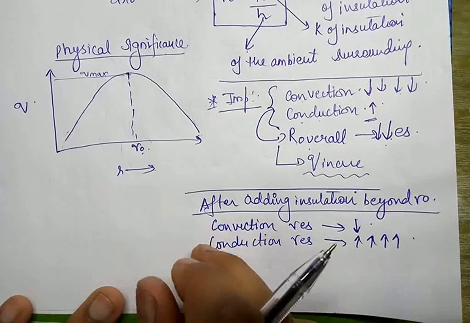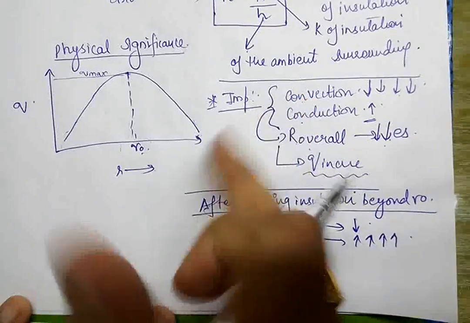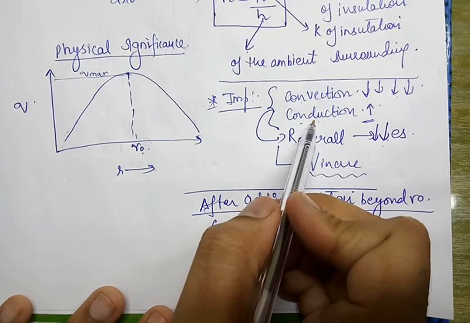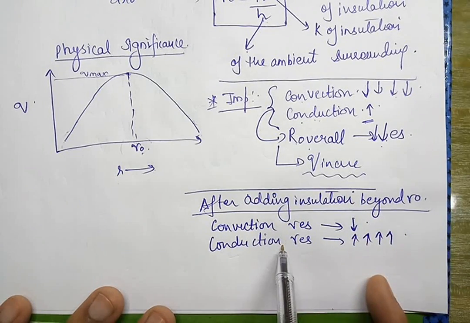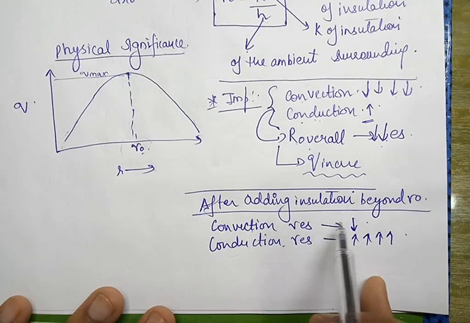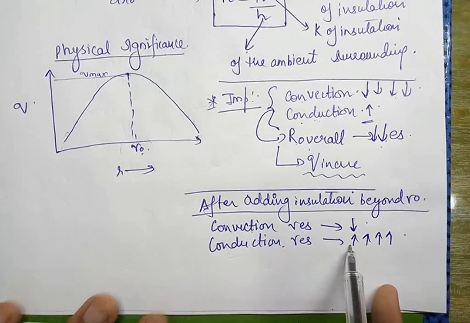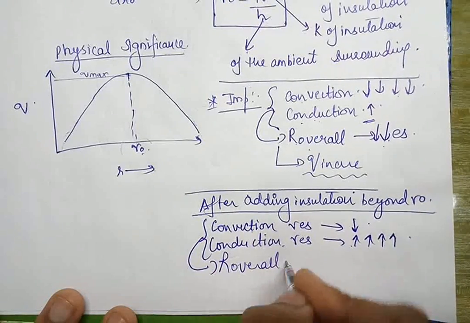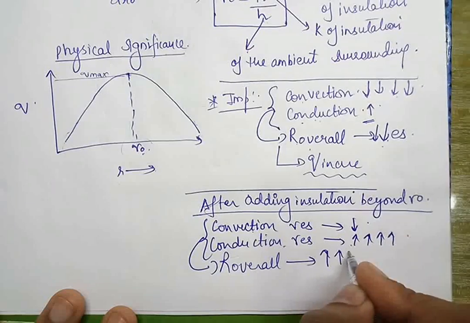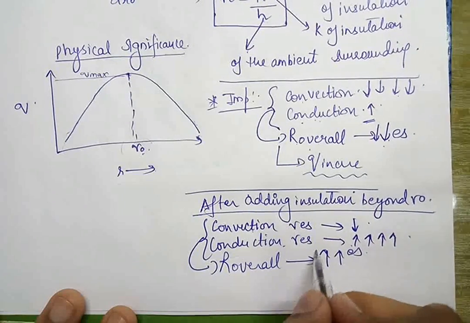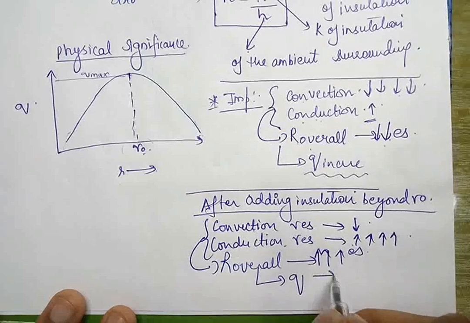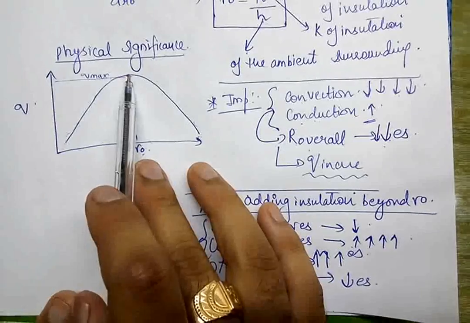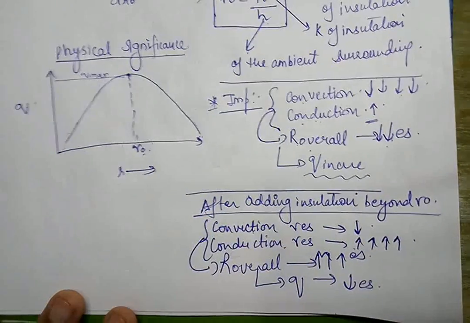That means the reverse is happening in this case as compared to the previous one. The convection resistance was decreasing rapidly in the previous case, and the conduction resistance was increasing a little bit. Whereas after adding the insulation beyond R0, the convection resistance decreases a little bit and the conduction resistance increases rapidly. So we can say that R overall increases rapidly, and hence Q will definitely decrease. So this is the reason why heat transfer after R0 is rapidly decreasing.